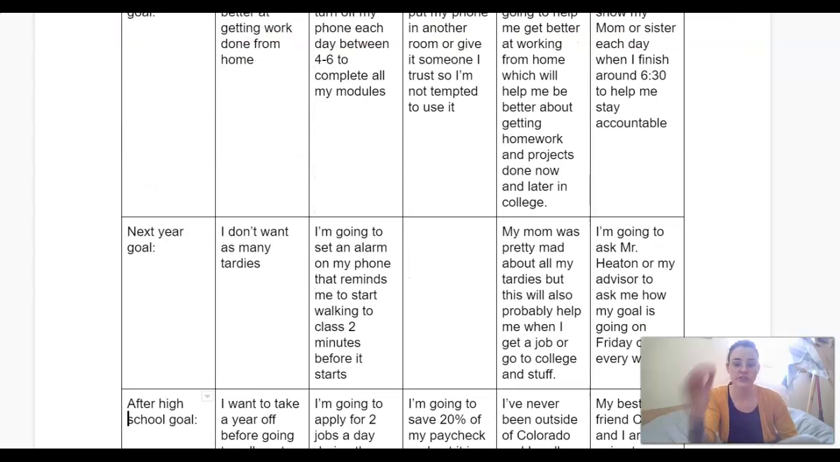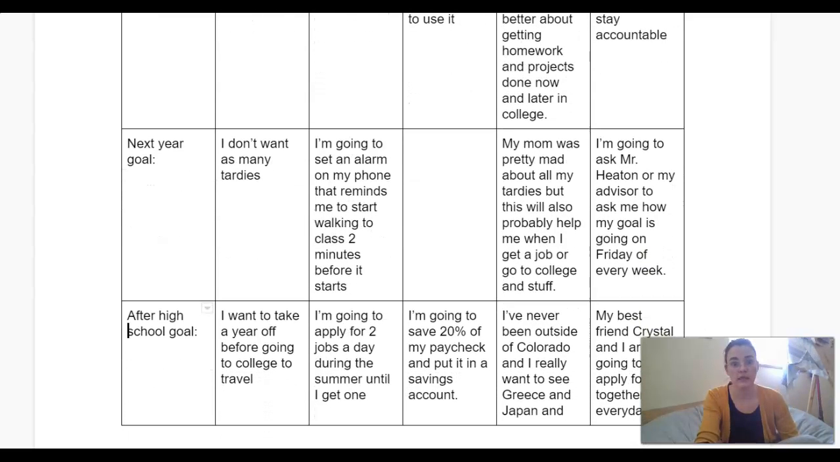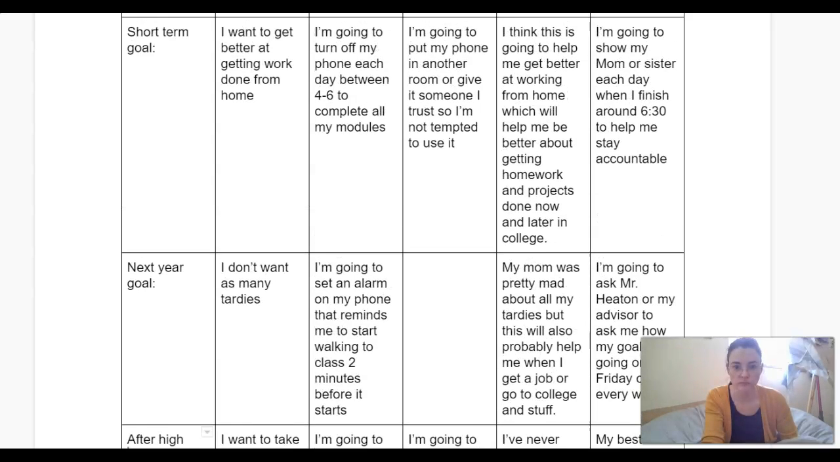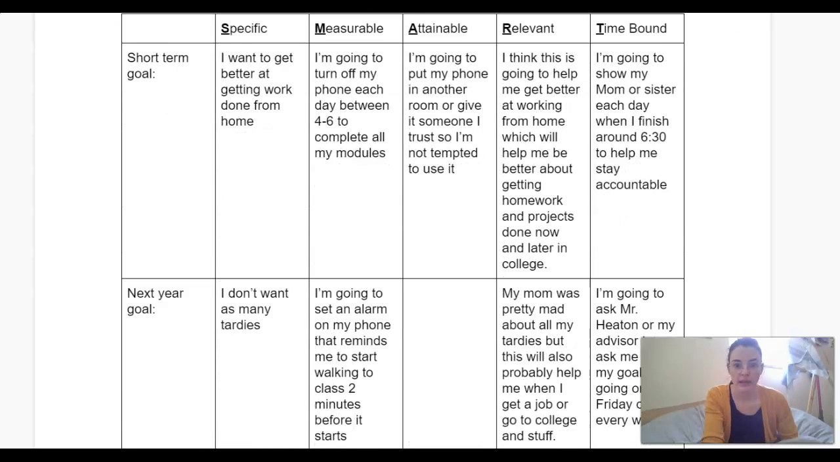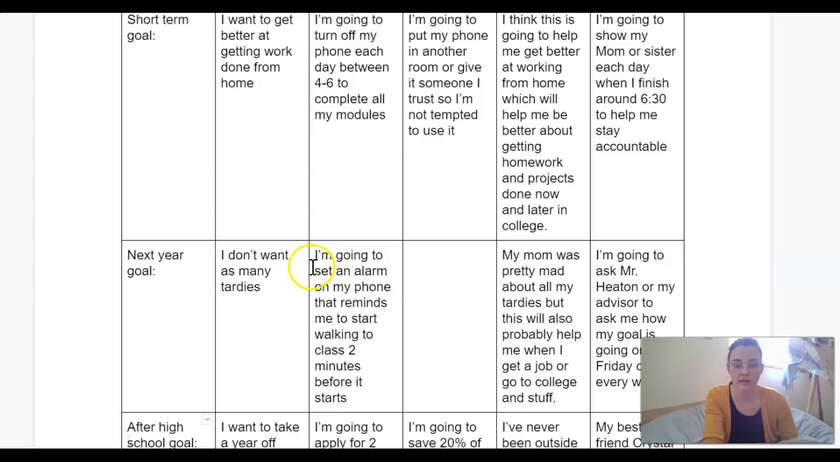Then we have our next year goal. So one goal that I could do is I don't want as many tardies. Like I have so many tardies and my mom gets mad. And so I need to do something about that. I think I switched these by accident.